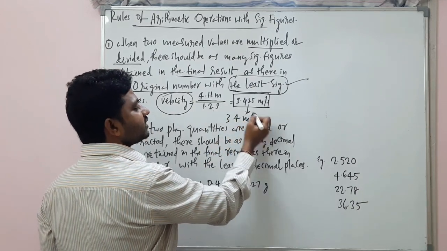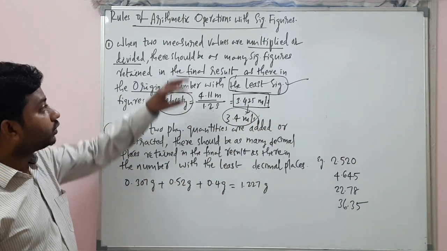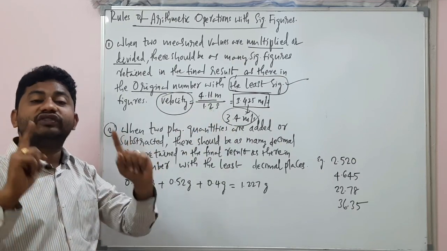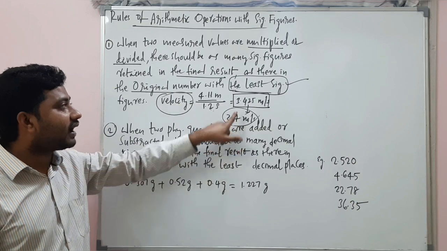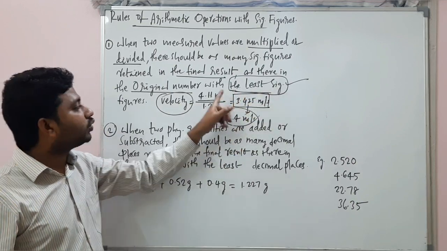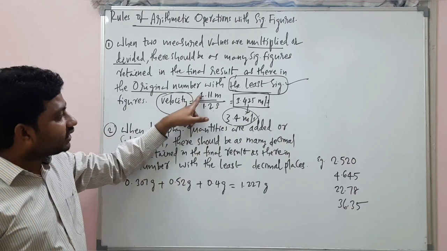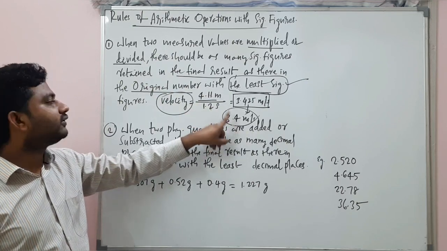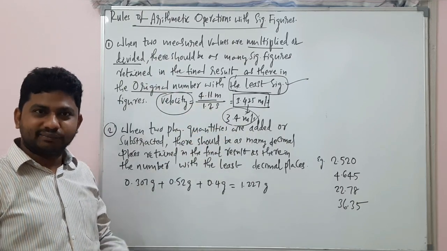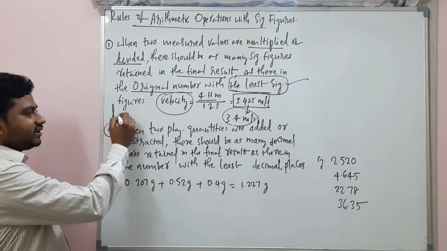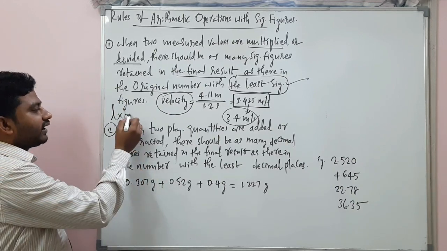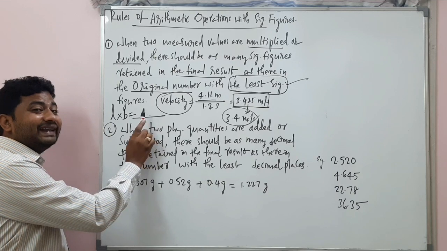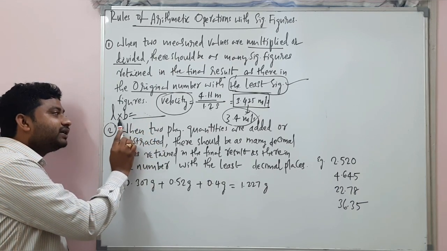3.4 meters per second. This is your final answer, because according to this rule, when you are dividing or multiplying two physical quantities, the final result must have the least significant figures from your measurements. This is having 3, this is having 2. So, least significant figures are 2. So, your final measurement also must have 2 significant figures. That's it. Is it simple? When length is given, breadth is given, area you can find, you will get a final value. That final value must have the least significant figures from either here or from here.